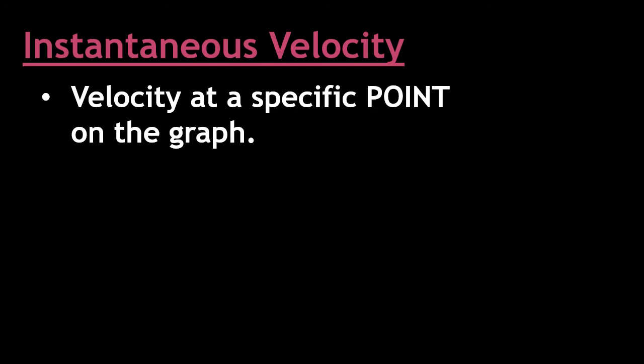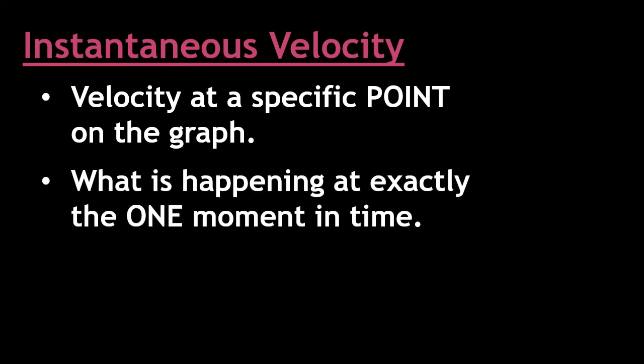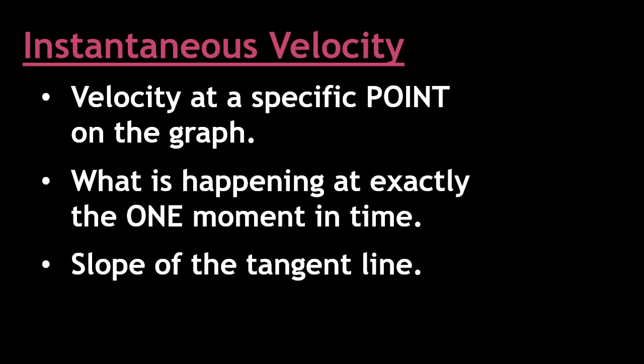All right, so let's talk about instantaneous velocity. So what is instantaneous velocity? It is the velocity at a specific point on the graph. So it's not looking for what's happening over the course of time. It's what's happening at one specific instant on the graph. And it is basically going to be the slope of the tangent line. So we're going to find it exactly how we just did it.